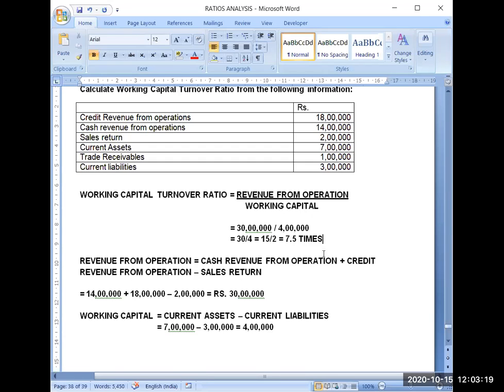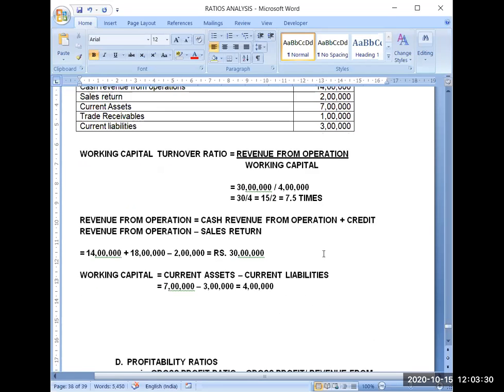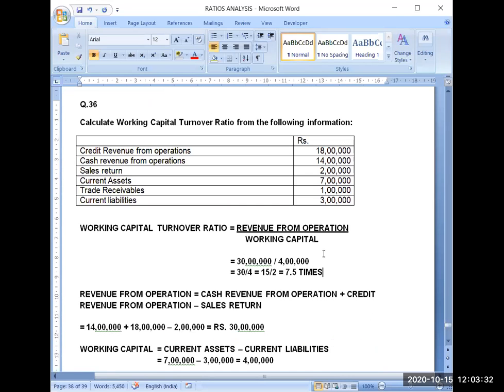And it will make you more clear about the concepts also. When you are writing things neat and clean, you will be much clearer about the concepts also. Okay, so this way we have completed our turnover ratios.